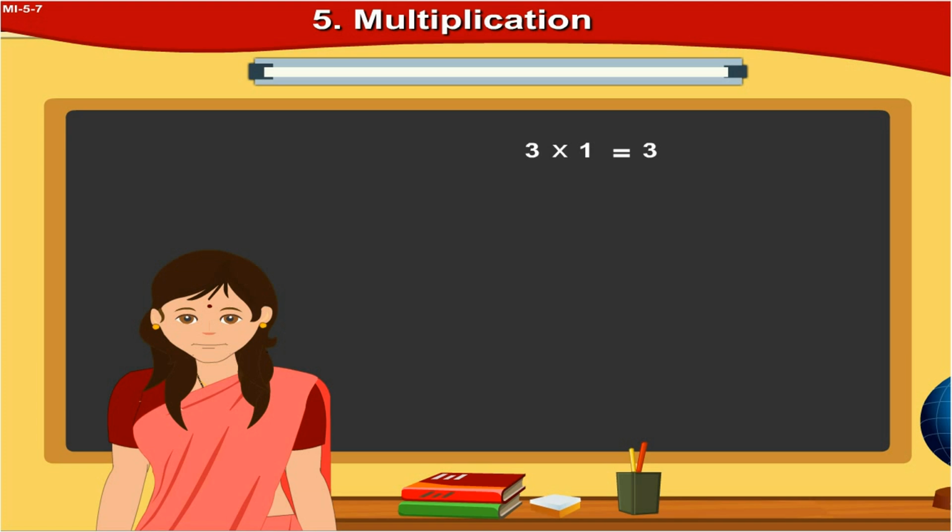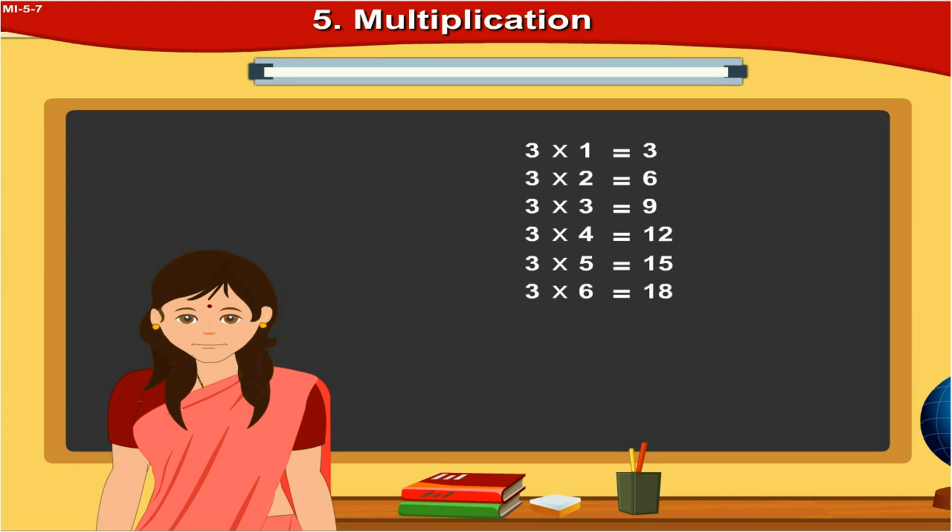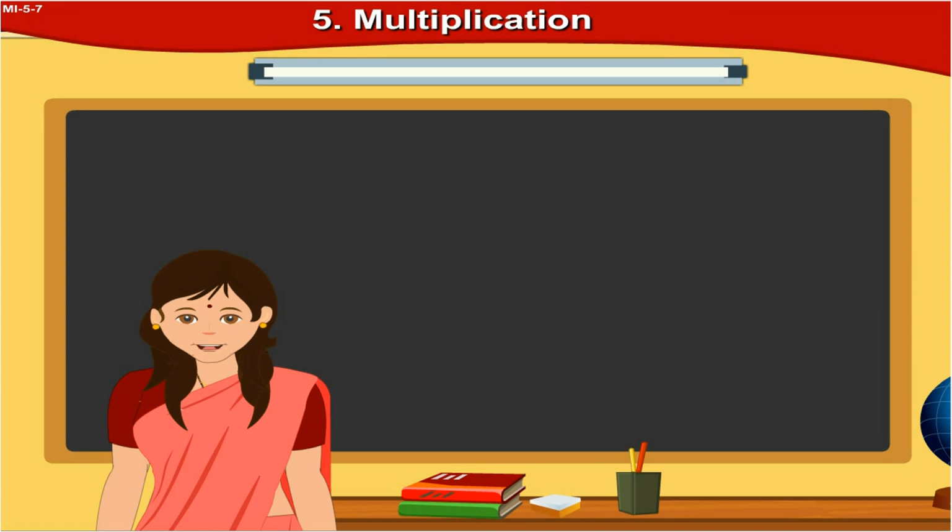3 ones are 3, 3 twos are 6, 3 threes are 9, 3 fours are 12, 3 fives are 15, 3 sixes are 18, 3 sevens are 21, 3 eights are 24, 3 nines are 27, 3 tens are 30. Very nice. Now, table of 4.